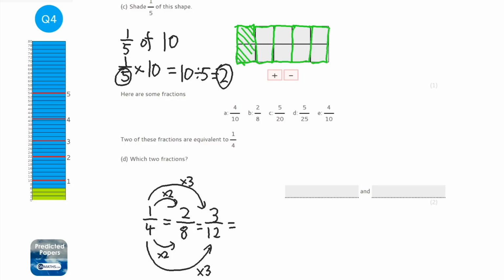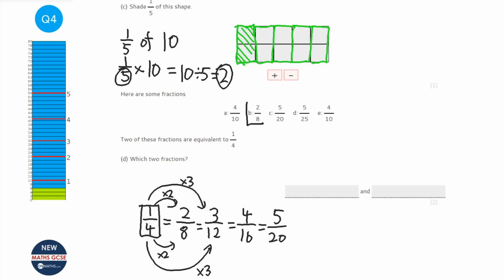Then I'm going to times them both by 4, and I'm just looking at this original fraction here. I'm going to times them both by 4, so it would be 4/16. And times them both by 5, 5/20. Now all those fractions are equivalent, which means the same as a quarter. So let's have a look at our list. Well, we've got 2/8 there, so it's that one, and we've got 5/20 there. So my answer is going to be fraction B and fraction C.